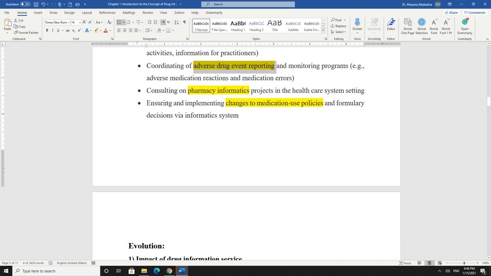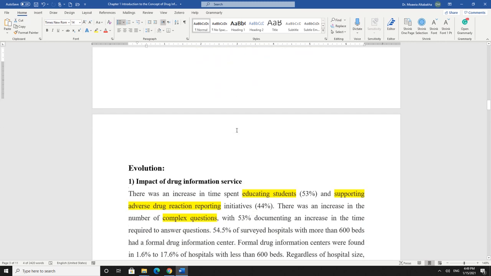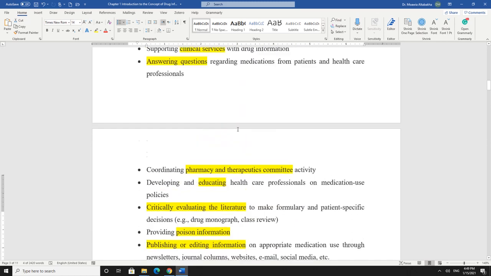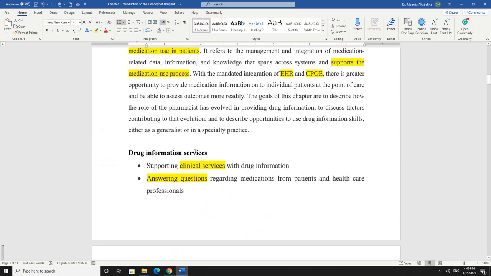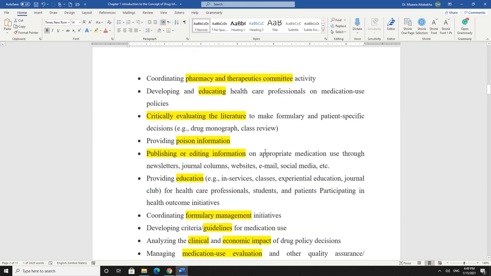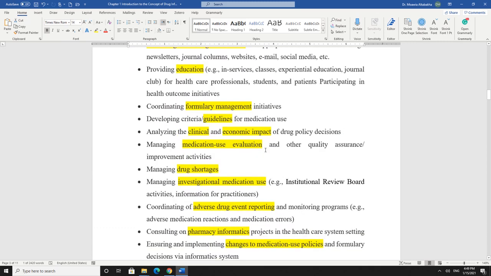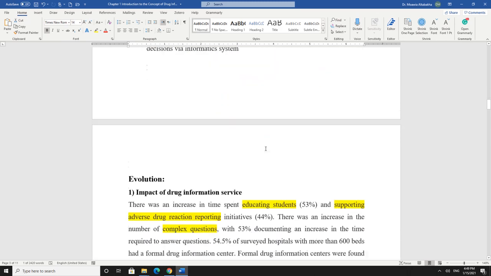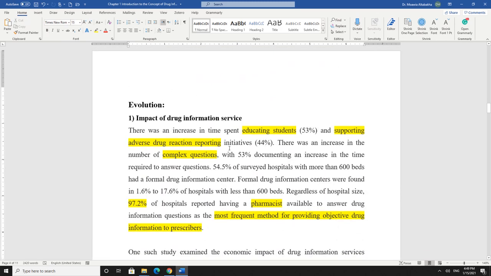Also, you will be ensuring and implementing any change in the medication use policies. So what we talked about so far are some, not all by the way, not everything, but some of the services that are provided by the drug information specialist. Okay, evolution.